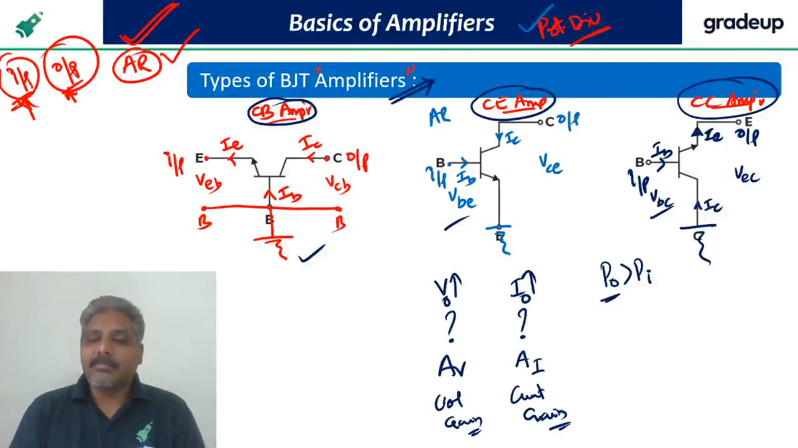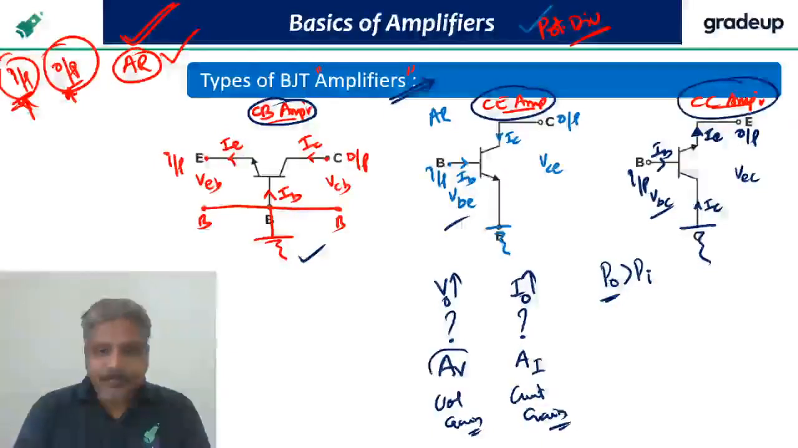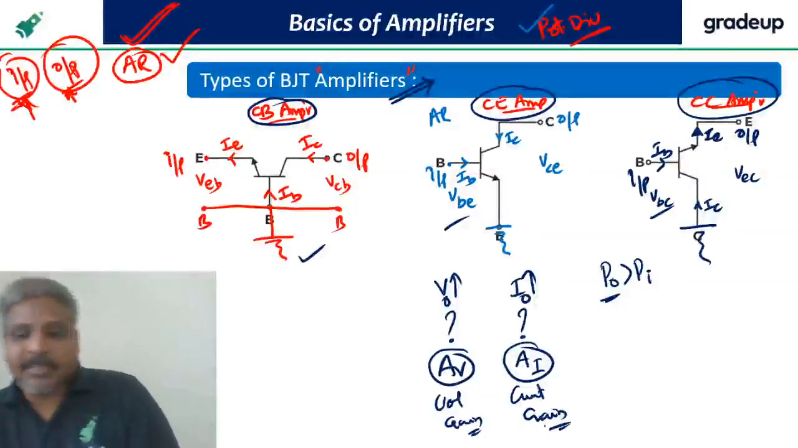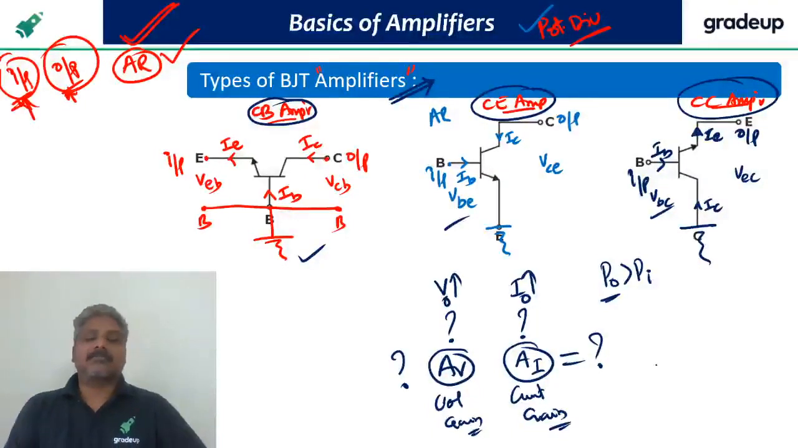Why are they called gain? Because they can be greater than 1. So if voltage gain and current gain are represented by AV and AI, we need to find how much they are. This is my goal, right?